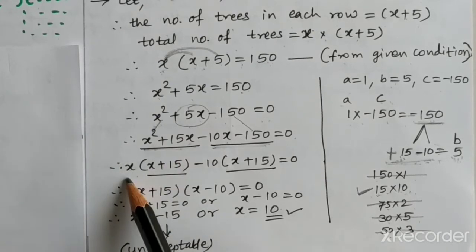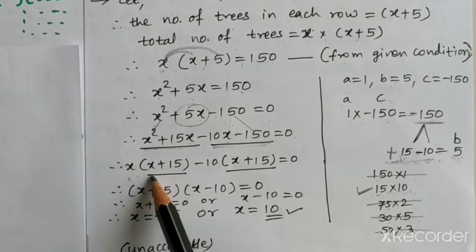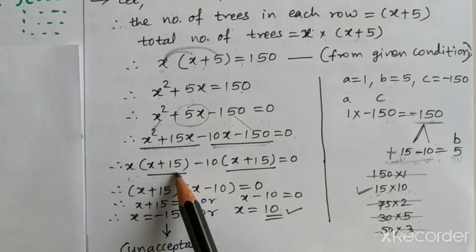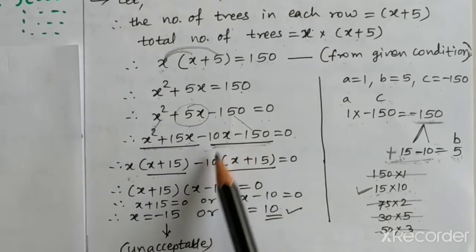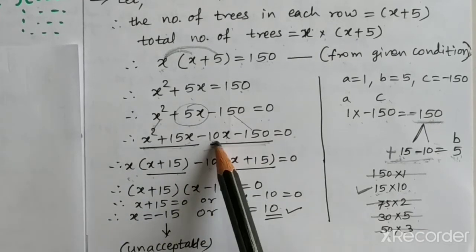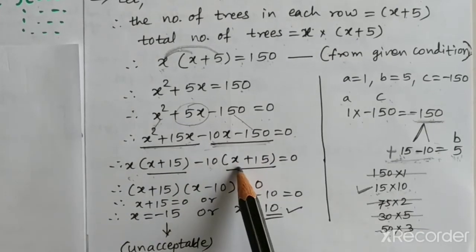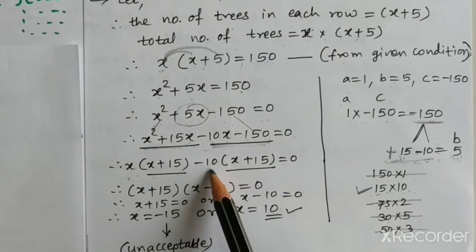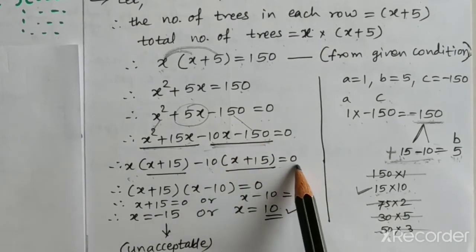Divide each term by x. X square divided by x is x. 15x divided by x is 15. So in the second group, minus 10 is common. So divide each term by minus 10. Minus 10 gets cancelled. X is there. Minus 150 upon minus 10 is plus 15 is equal to 0.